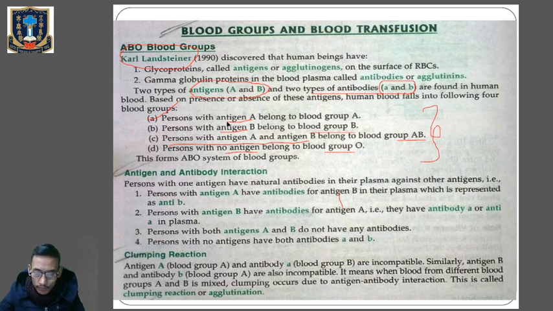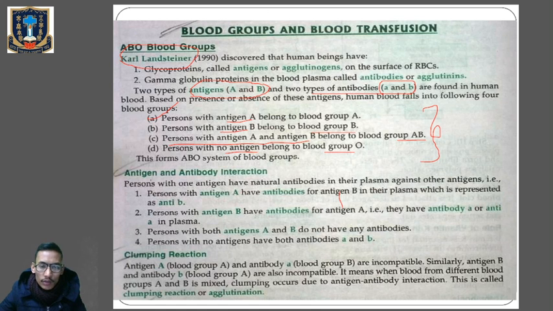So if the individual has antigen A, they have blood group A. If they have antigen B, they have blood group B. If they have both antigen A and antigen B, they belong to blood group AB, and if they have no antigen, they belong to blood group O. So this we will learn in detail afterwards. What type of antibodies are present in each case, we will discuss afterwards.